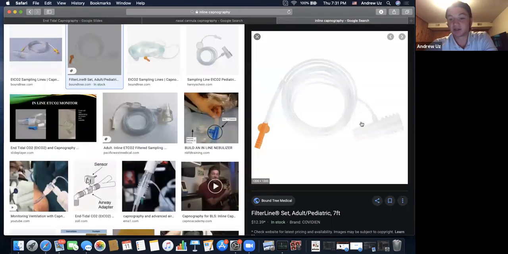The next is an inline capnography. This goes on all intubated patients, anybody who's receiving breaths, ideally anybody receiving breaths even from a BVM. This goes between a King airway and the BVM, or the mask and the bag, or an endotracheal tube and the bag. And this other side just plugs into the monitor.